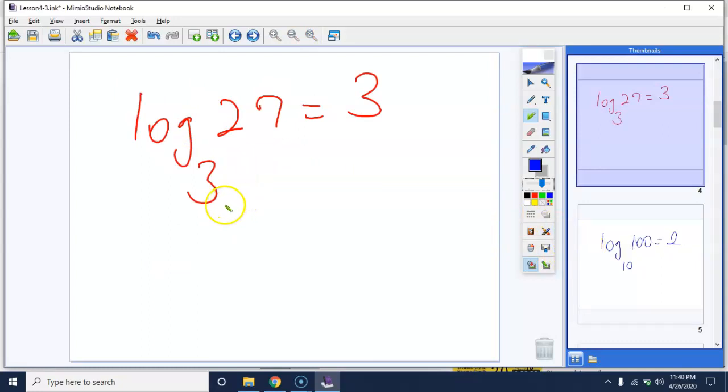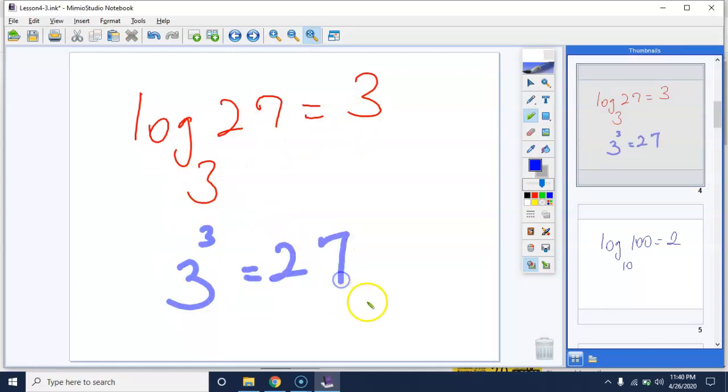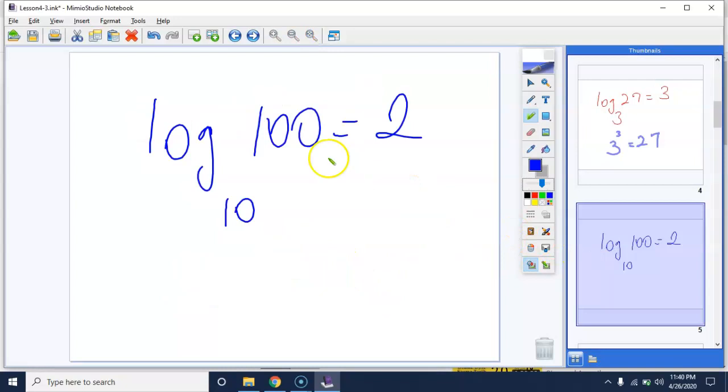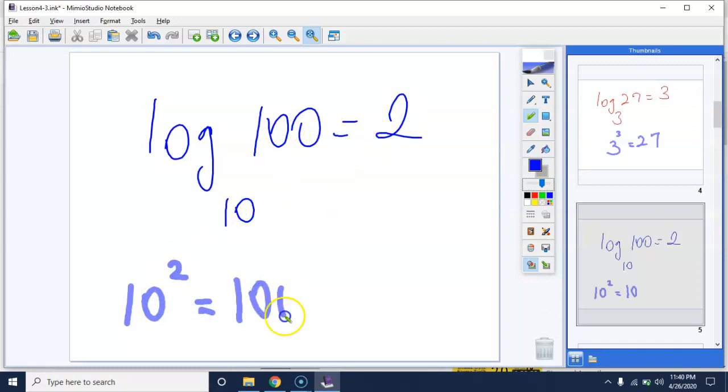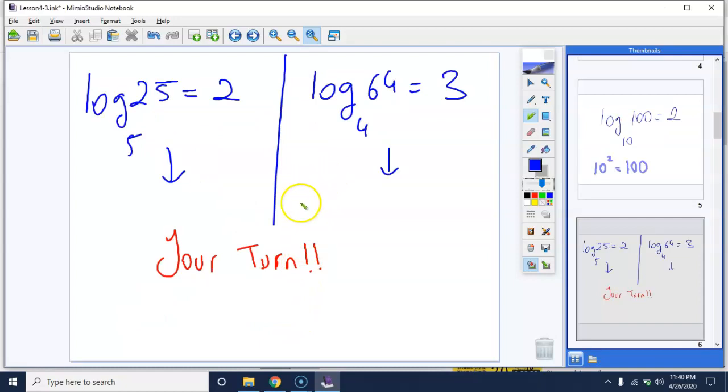On this one, it's going to be logarithm base 3 of 27 equals 3. Again, take this, that's my base, that's going to be my exponent, equals 27. And on this one, logarithm base 10 of 100 equals 2. I'm going to take this 10, that's my base still, to the power 2 equals 100. That's how we convert to exponential. Make sure to stop the video and try those, everyone.